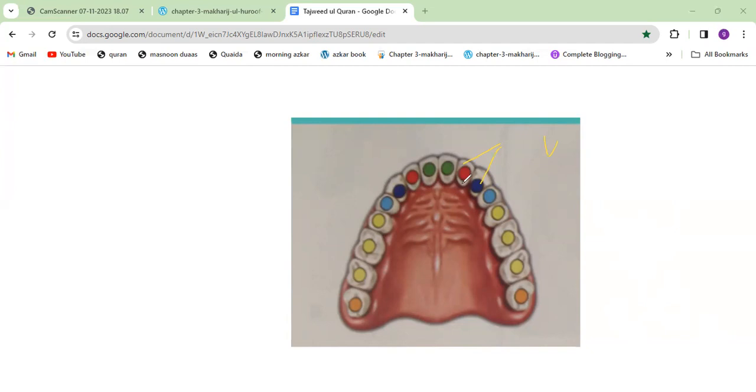Okay, this is rubai. Let me write it. Okay, yeah, so this red color is rubai. And these two are thanaya ulya, like the front two teeth. Okay, then we have rubai, and then we have anyab. Then we have zawahik.